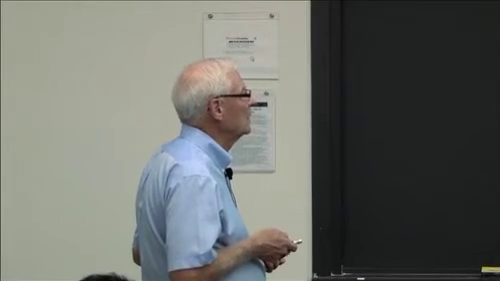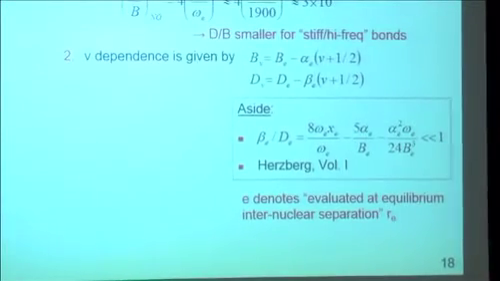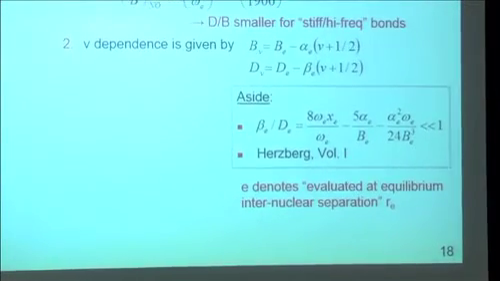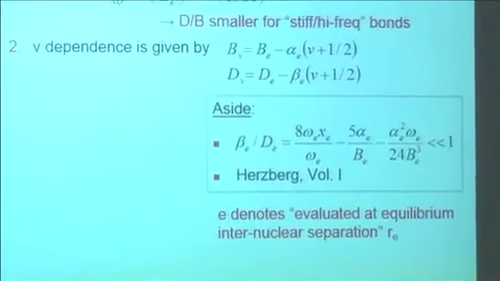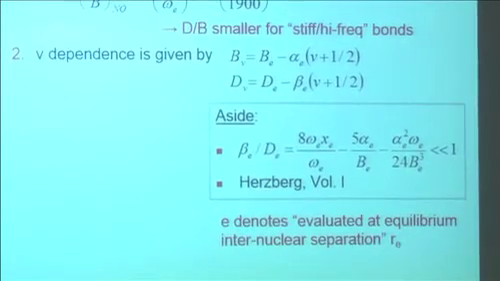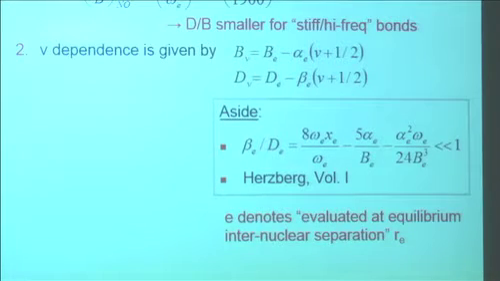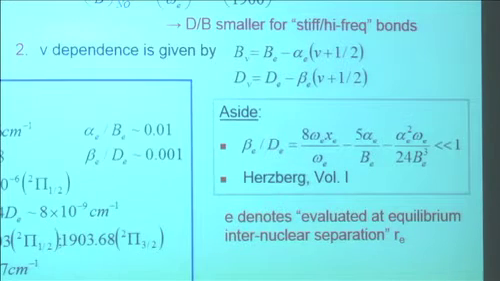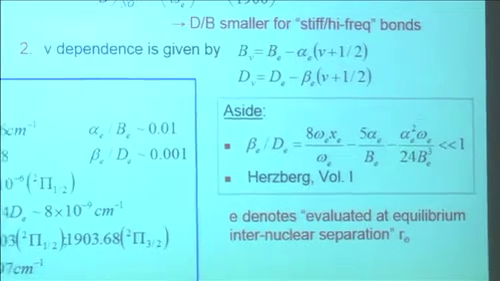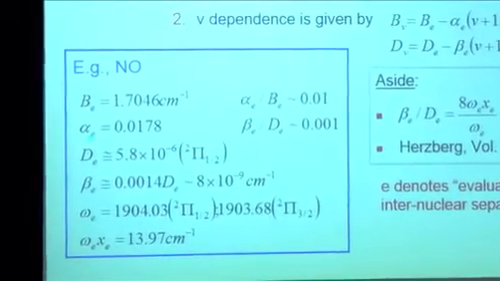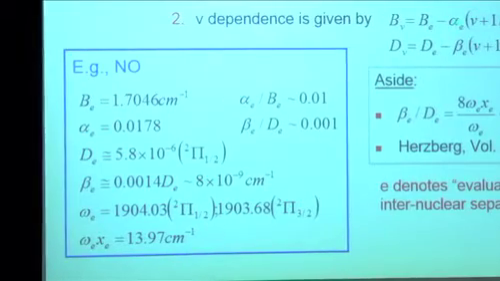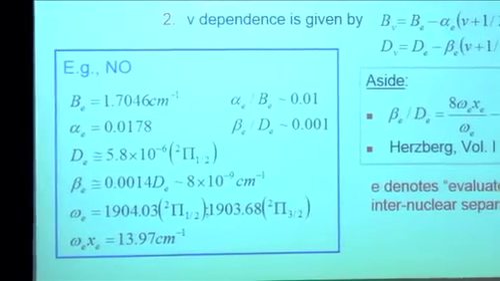Okay, the Bible is the set of volumes by Herzberg, Canadian Nobel laureate, 1950-ish. He's the Bible, and he's got 3 books. This is volume 1. Remember, RE is the equilibrium internuclear spacing. We'll look at NO as an example. Here's the value of B. Here's the value of alpha. That's over here, see? This is the correction term right here.